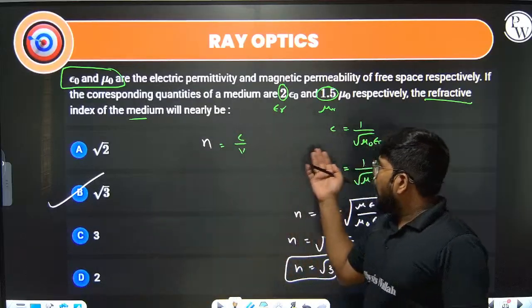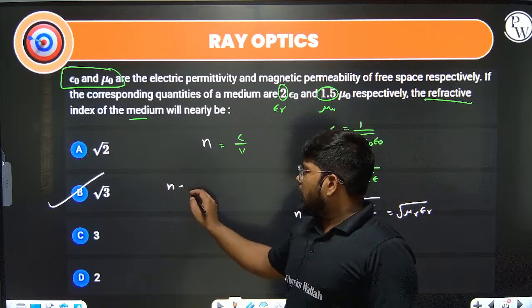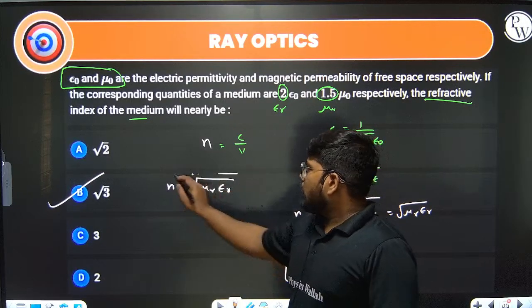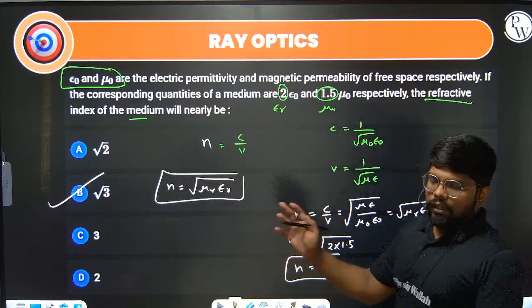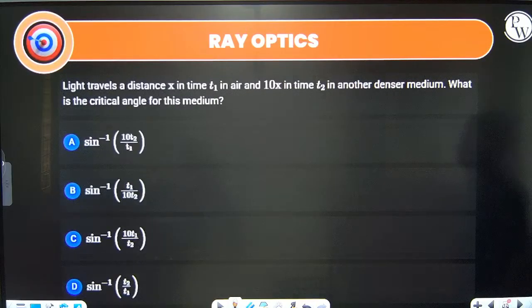So we can take the direct formula, that is n is equal to the square root of mu r into epsilon r. When the relative permittivity and relative permeability are given, we can directly take it.